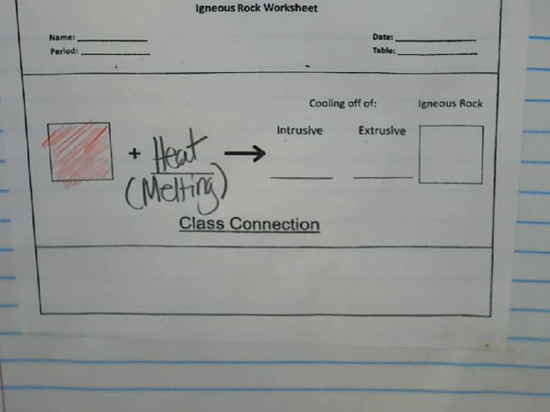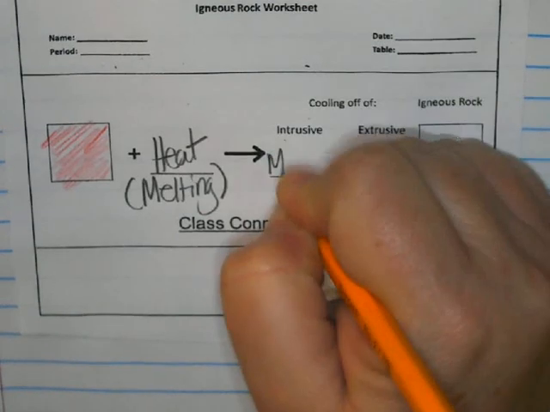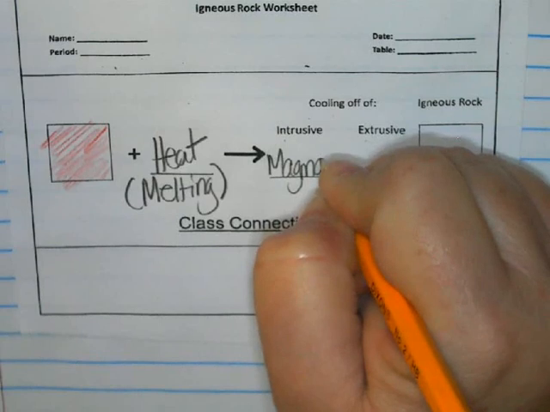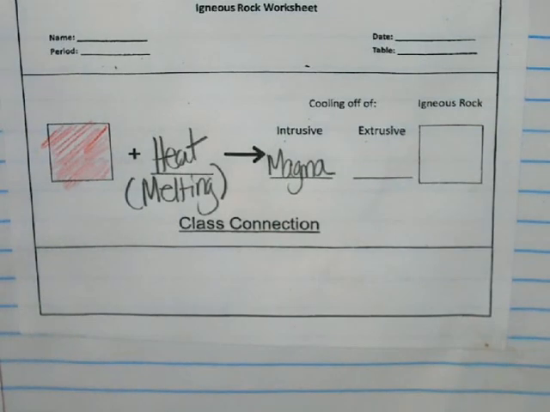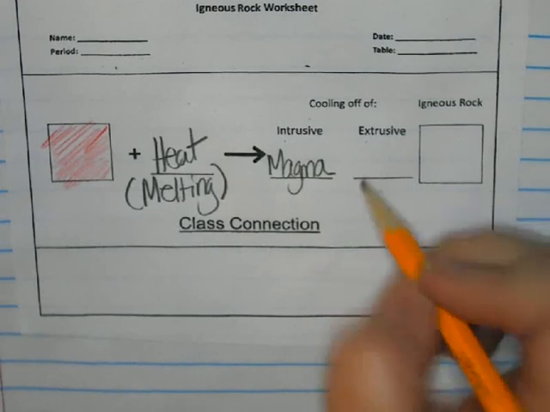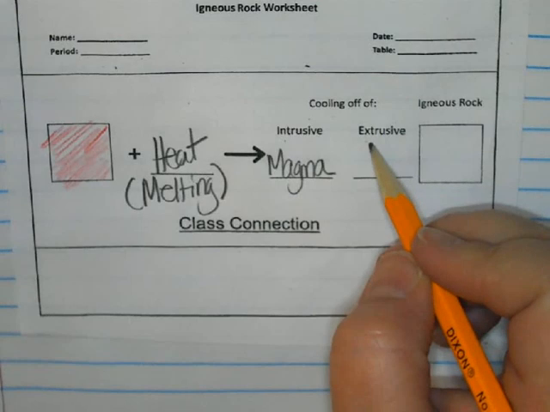Then we have two different types. One is intrusive and one is extrusive. Intrusive means it is happening under the surface of Earth, so it's happening underground, which is magma. Magma, M-A-G-M-A. And extrusive is this molten rock that's on top of Earth's surface. That's lava.